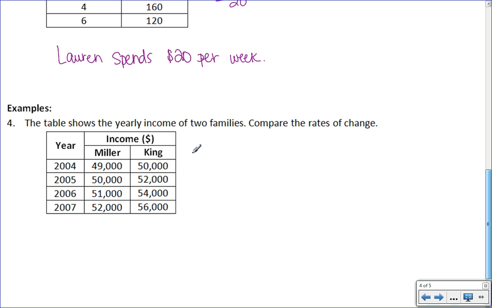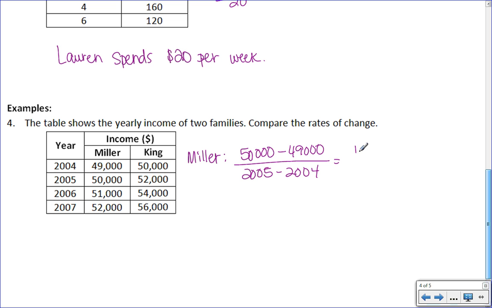So let's look at each family one at a time. For the Miller family, let's find their rate of change. And let's just look at the first two, since we can see that this is a constant change each year. 49, 50, 51, 52. So let's see what we get from the first 2 years. So from 2004 to 2005, their income goes from $49,000 to $50,000. So we'll do 50,000 minus 49,000. And the year goes from 2004 to 2005. So we'll do 2005 minus 2004.